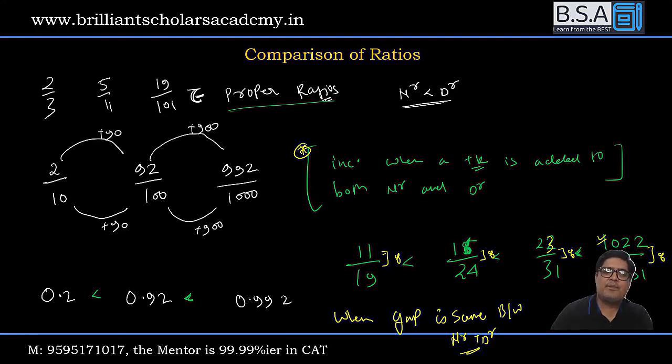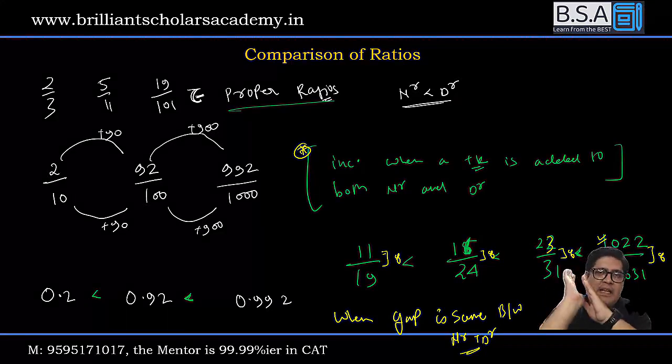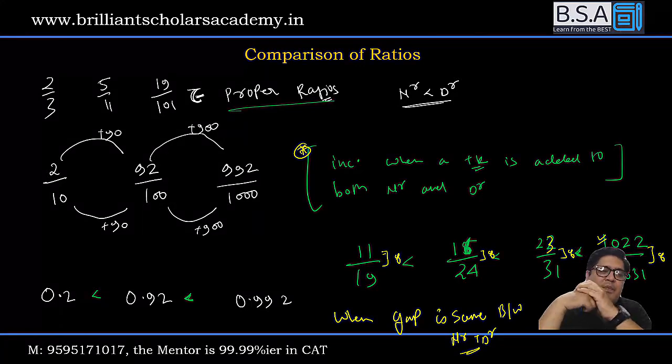When the gap is same between numerator and denominator, larger number gives you larger ratio. All of this is for proper ratios. These are all proper ratios. Clear? Both ways are clear to you. I've given you 2 ways of remembering, understanding this.